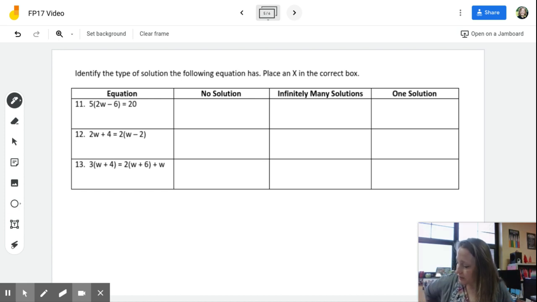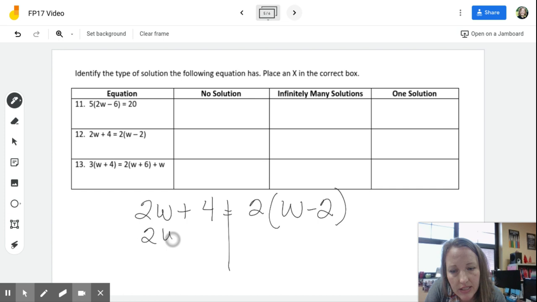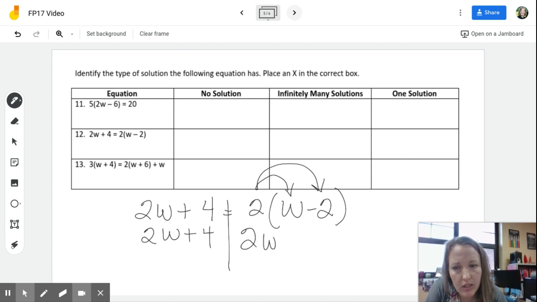So number 12, we have 2w, I'm just going to rewrite it, 2w plus 4 equals 2 times the quantity w minus 2. And so anytime I see those parentheses on the right, that tells me I need to distribute. So 2w, and this is 2 times 2 is 4, but it's a negative 2, so that's a minus 4, right? So you might already notice it's very similar on both sides.